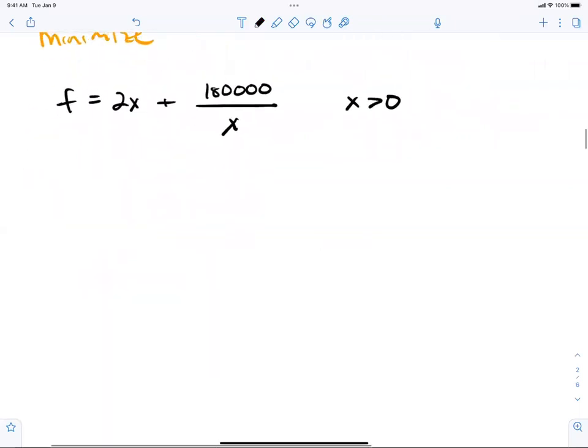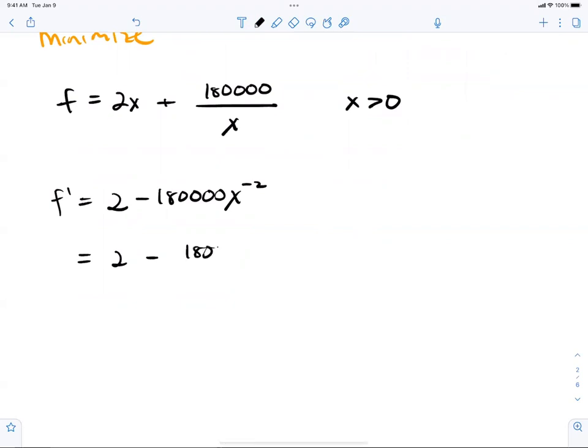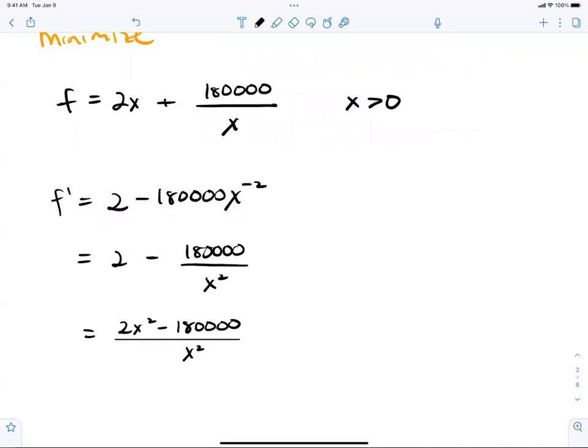All right, so let's find F prime. That would be 180 minus 180,000 X to the negative second. We again want to get a common denominator. Does it make sense to everyone why I am doing this step of getting a common denominator to write as a single fraction? No? Okay.